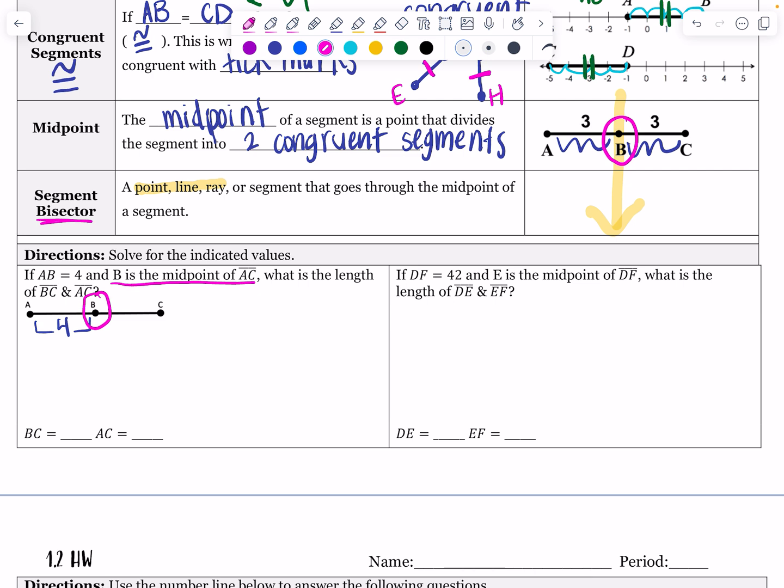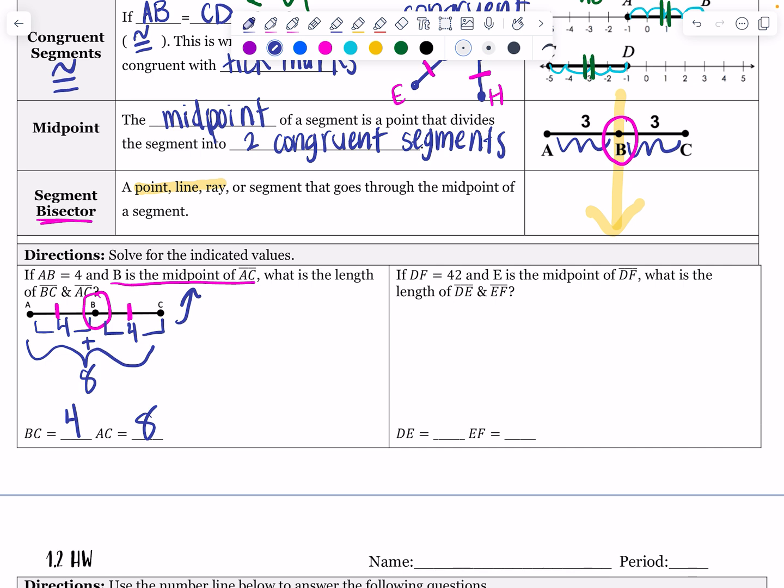So if B is the midpoint, I know I can add my tick marks. These lengths should be the same. The length of AB should be congruent or equal in length to the length of BC. Those segments should be congruent. So if that one is 4, then the length of BC should also be 4, just by the fact that it tells me it's the midpoint. So what is BC? BC would be 4. What is AC, this whole thing? Well, that's going to be 4 plus 4, which makes a total of 8. If each half is 4, then the whole thing is 8.